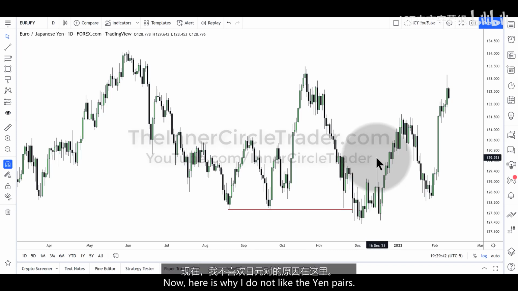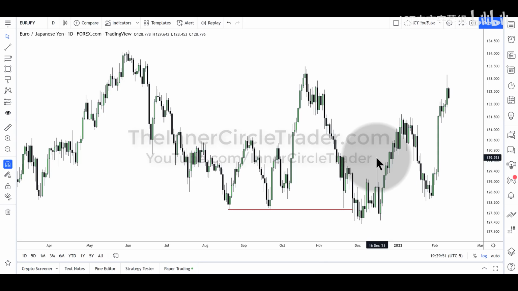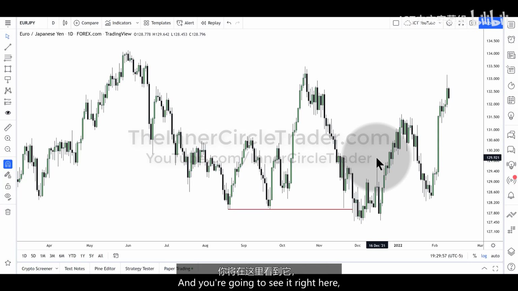Now here is why I do not like the yen pairs. Okay, I get questioned all the time. Why don't you like yen pairs, ICT? They move around nice. They do this, they do that. They tend to have like a double return to a specific level I like to see. And you're going to see it right here.